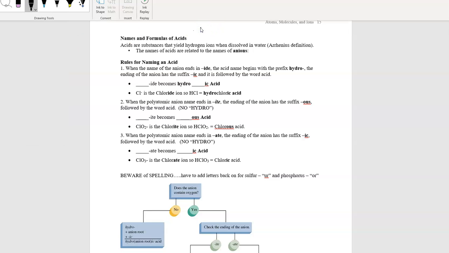Most of the time acids begin with hydrogen. Whatever's in back of it could be a nonmetal or a polyatomic, so we're talking about no metals in here. Naming acids, unfortunately, has a couple of rules that go with it. I put rules 1, 2, 3 here, and we'll take it nice and slow. I even gave you some examples.